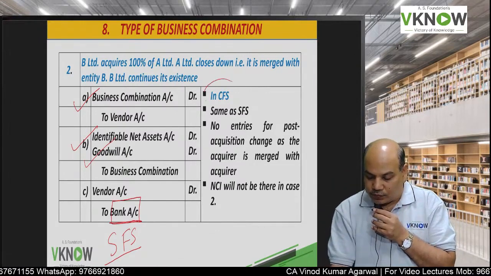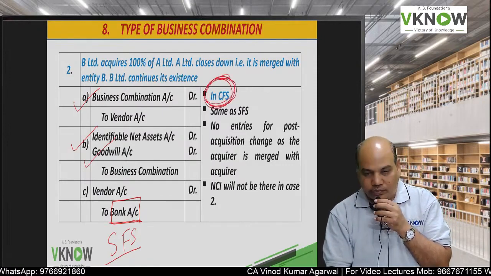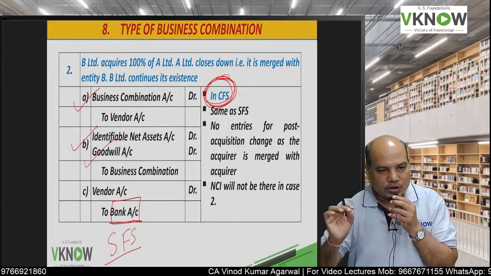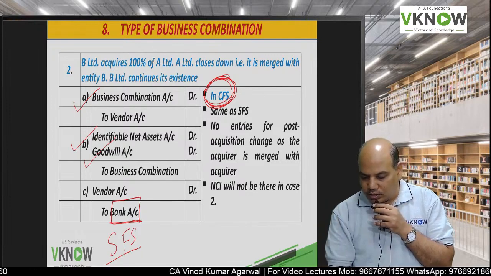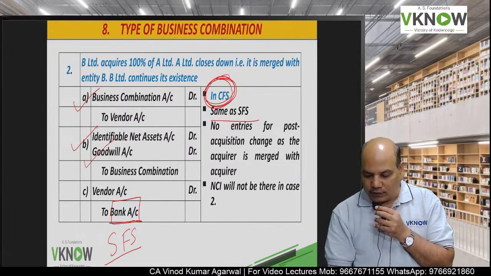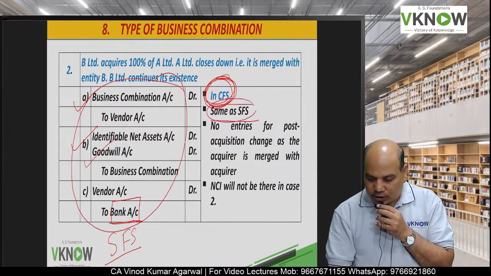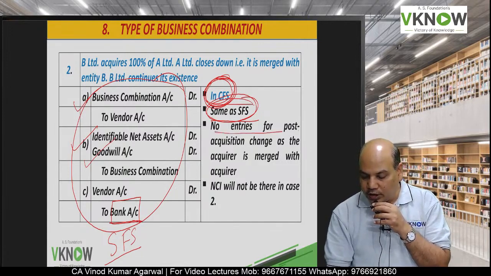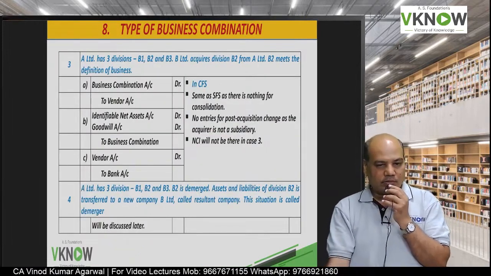And in case of consolidated financial statement, pay attention. Now because the subsidiary is not there, there is no question of consolidation. Whatever figures we have written in SFS, the same figures will continue in CFS also. There is no entry for post acquisition change. NCI will not be there. This was my case number 2.